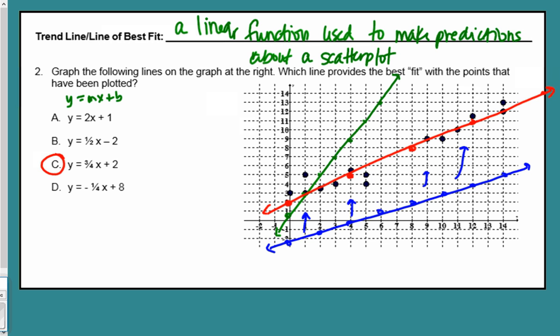Letter D, we could investigate here, but really before I even graph it, I can tell something's wrong. The y-intercept of 8 is probably way too high up there, and this negative 1/4 means our points are going to trend down. We don't want a negative correlation here. We want a positive correlation so our points are going up. So C would be the most appropriate trend line for this graph.